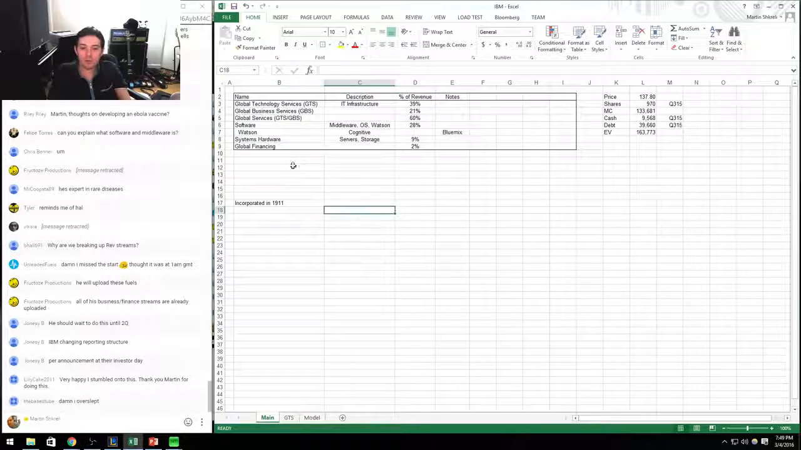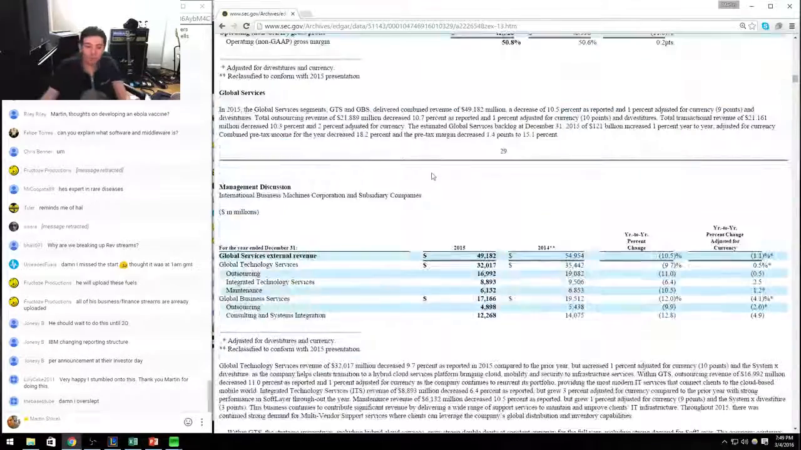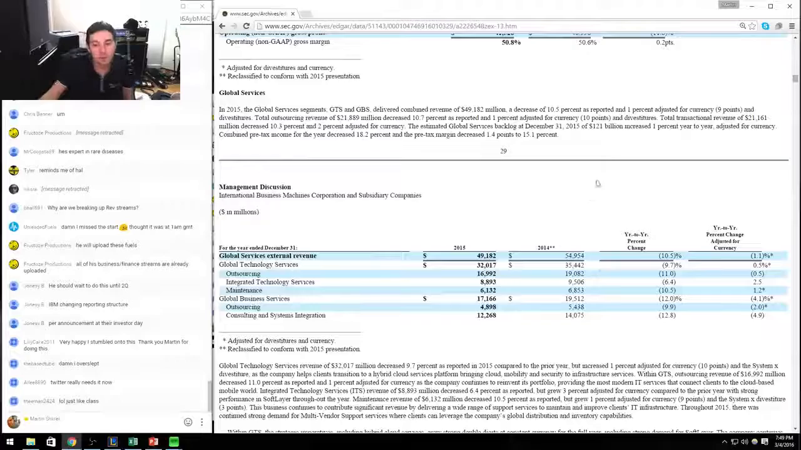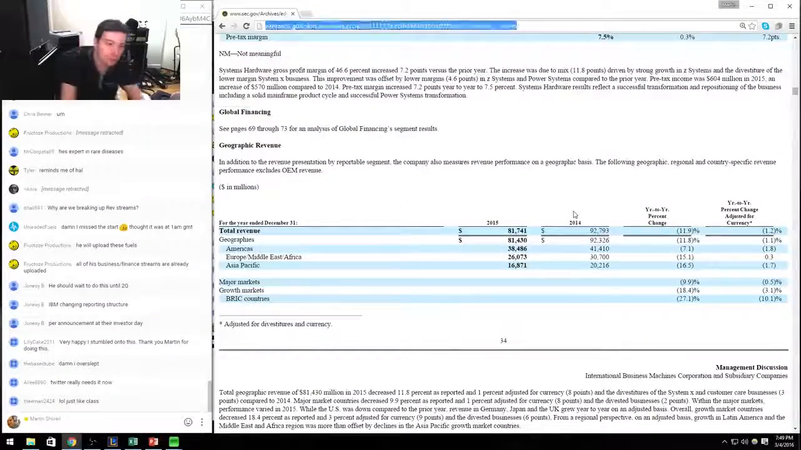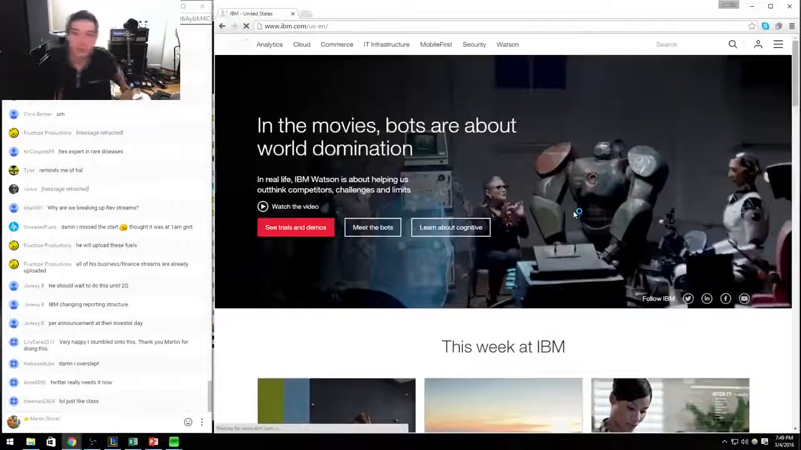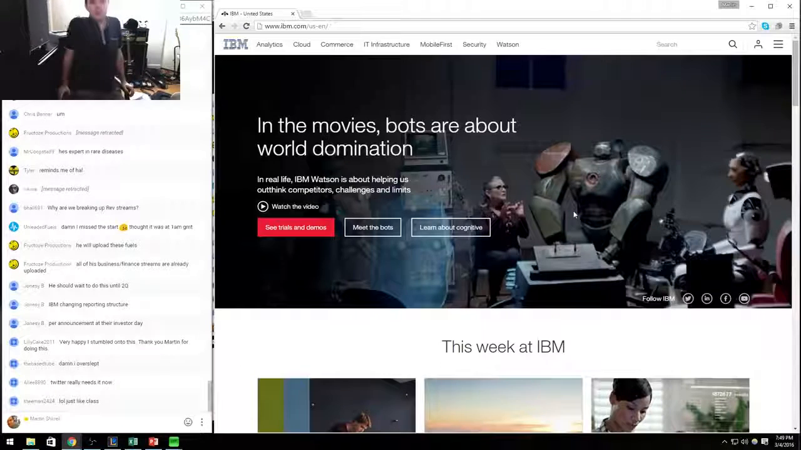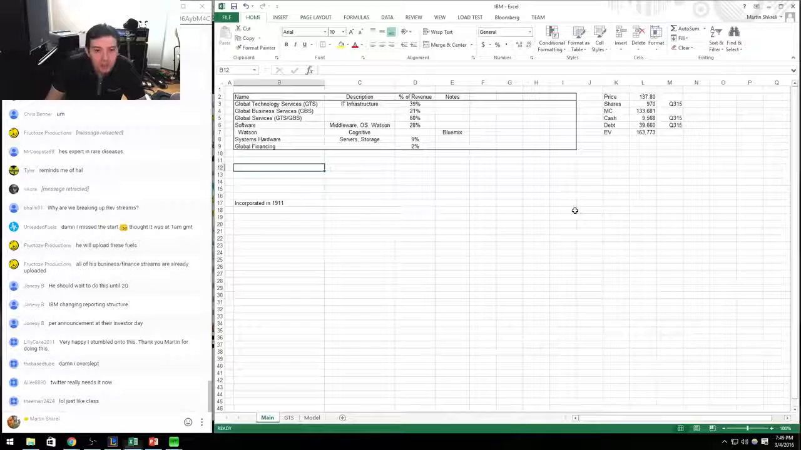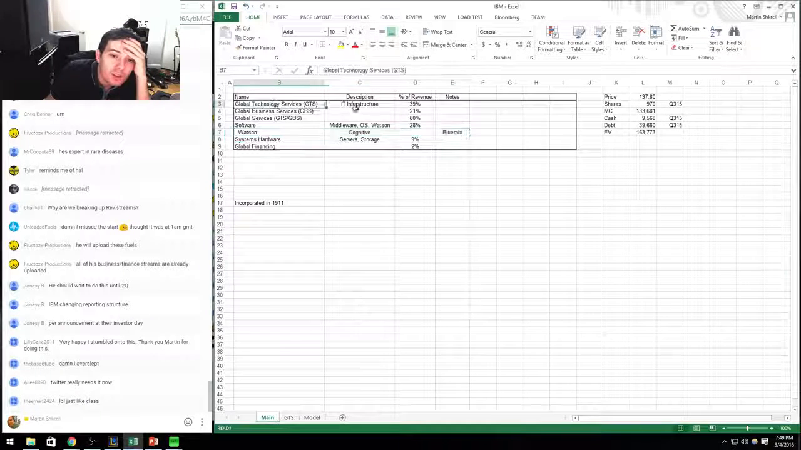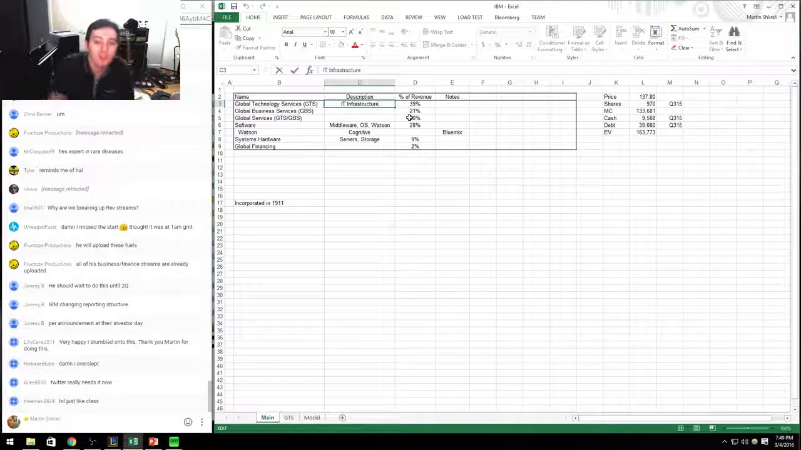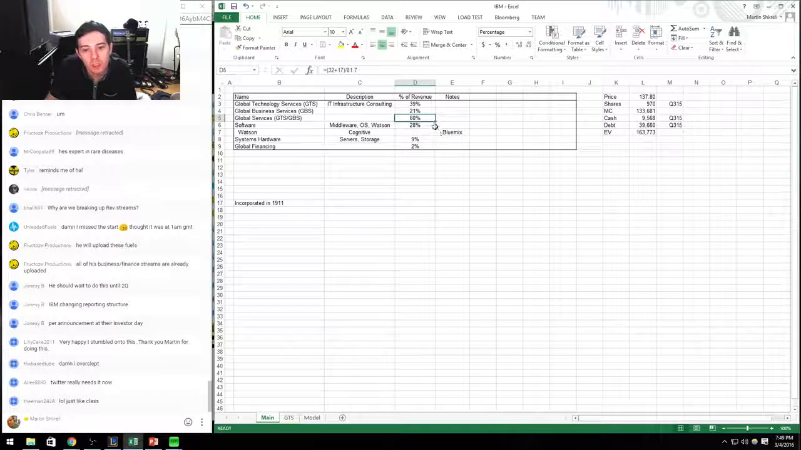Okay, so that's sort of a quick read of the 10Q. We have to read way more. One of the things that I like to do is go to their website. It's interesting, they keep talking about Watson, cognitive computing, and all this stuff, but at the end of the day, most of their business is just consulting. 60% of their business is just plain old consulting.